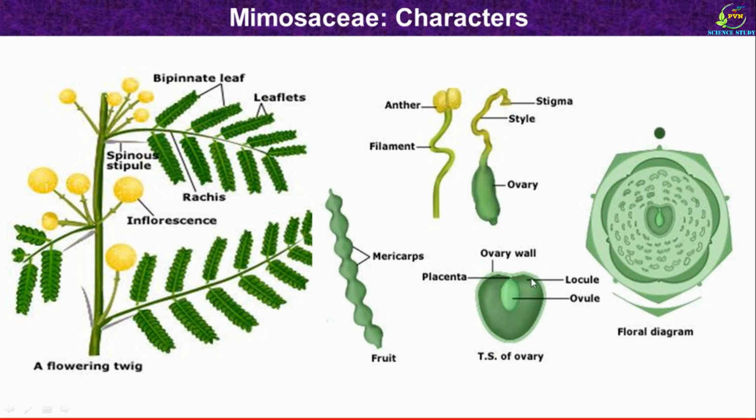And lastly, this is the floral diagram of Acacia arabica, where we can see that these are the sepals comprising the calyx, then these are the petals comprising the corolla, and these are the numerous stamens representing the androecium, and in the center we can see the gynoecium. So this is the floral diagram that we have studied.